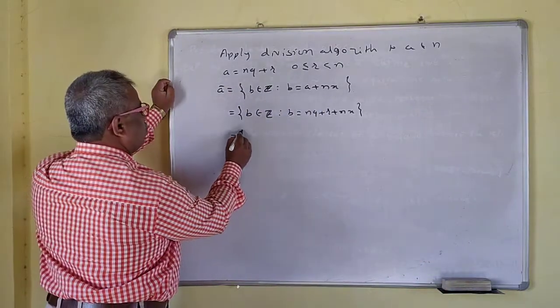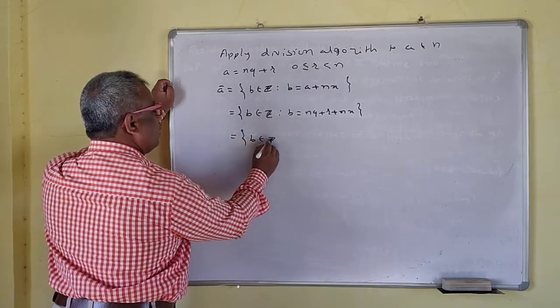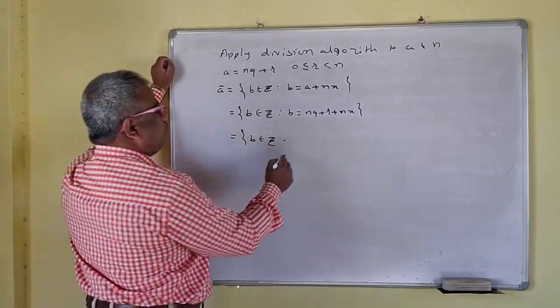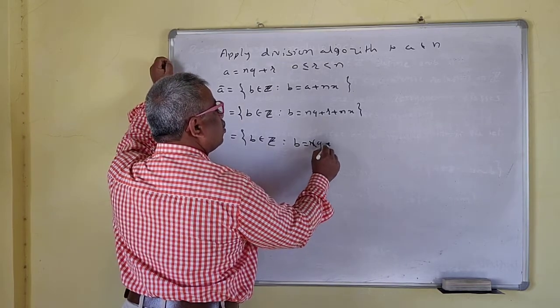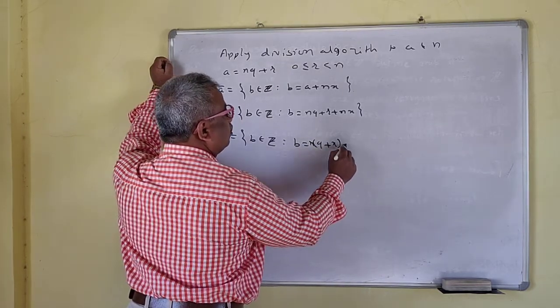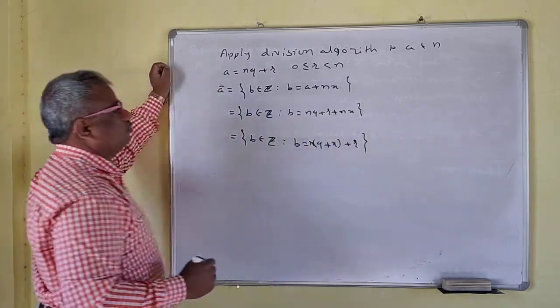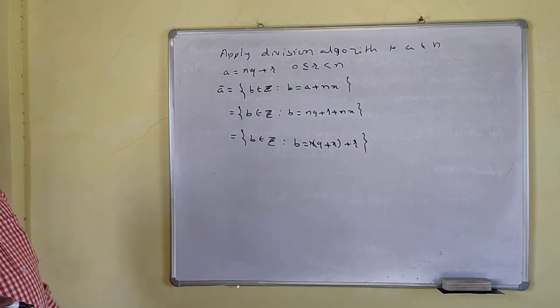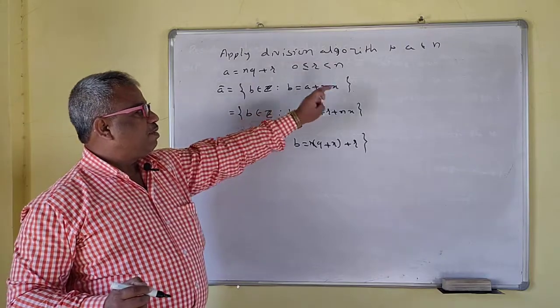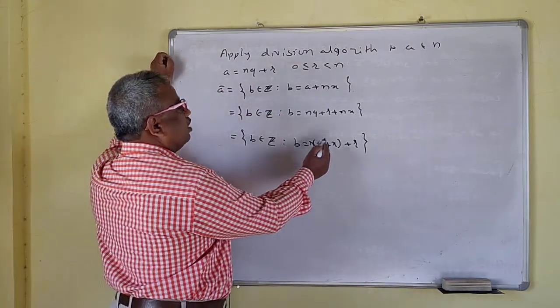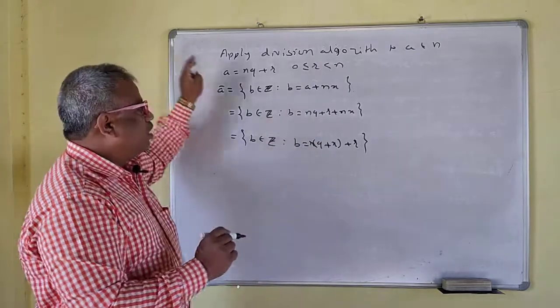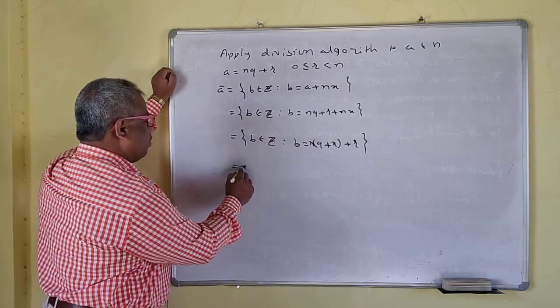So this is equal to b belongs to Z such that b is equal to n common, q plus x plus r. Now this a bar is equal to what? b is equal to a plus nx, and this here is the quotient, whatever this may be. So that means this is the same as R bar.